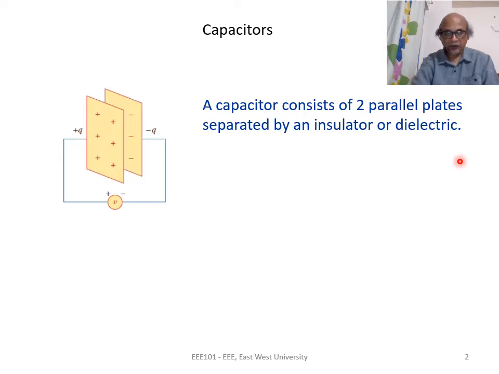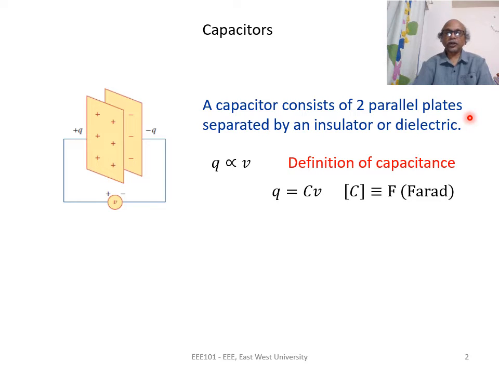voltage. A fundamental property that a capacitance has is that this charge is proportional to the voltage. We can eliminate the proportionality sign by introducing a constant of proportionality, and we can write Q is equal to CV. This proportionality constant C is called the capacitance of this structure, and the unit of capacitance is farad.